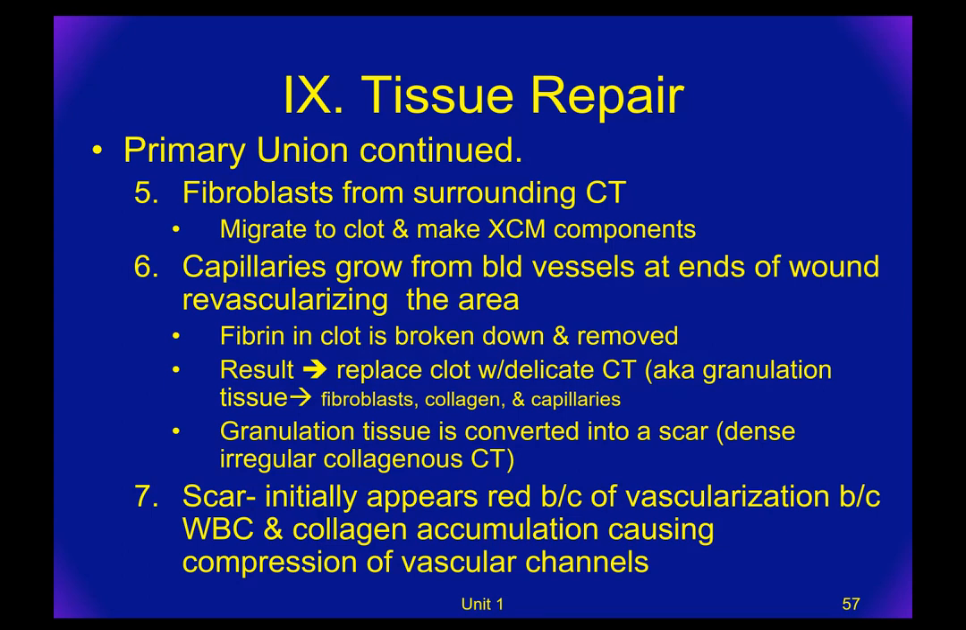The fibrin in the clot breaks down. Once I've sealed those blood vessels, I don't need that clot there anymore. So you've got this clot being replaced with a delicate connective tissue called granulation tissue. Granulation tissue is a combination of the fibroblasts, collagen, and capillaries that are just kind of growing to fill that space.